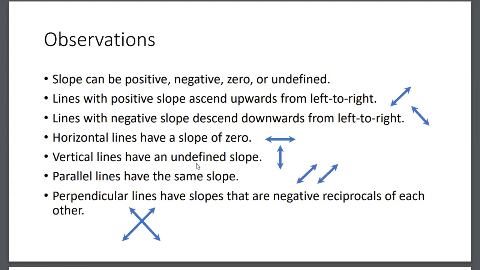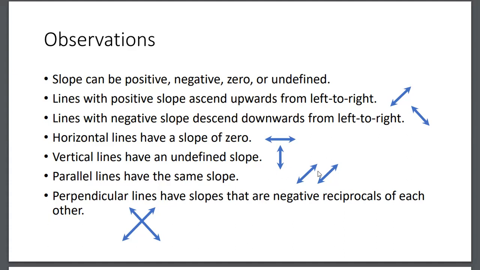Examining this definition, experimenting with it, and taking different examples, some observations can be made. Slope can be positive, negative, zero, or undefined. Lines with positive slope ascend upwards from left to right. Lines with negative slope descend downwards from left to right. Horizontal lines have a slope of 0. Vertical lines have an undefined slope.